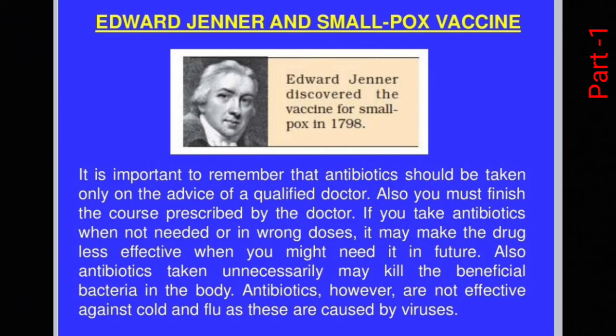Now next is Edward Jenner and the smallpox vaccine. You all know about smallpox disease, which has been eradicated now, but in previous times a disease was there which was caused by a virus, that is smallpox, and in later stages a vaccine was discovered for smallpox. That vaccine was discovered by Edward Jenner. So Edward Jenner discovered the vaccine for smallpox in 1798.